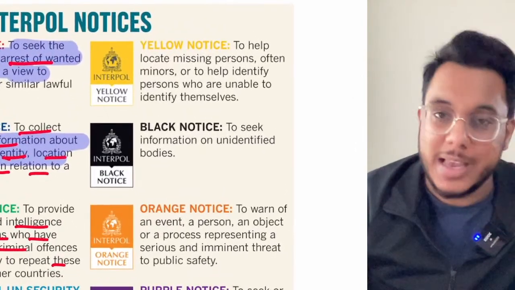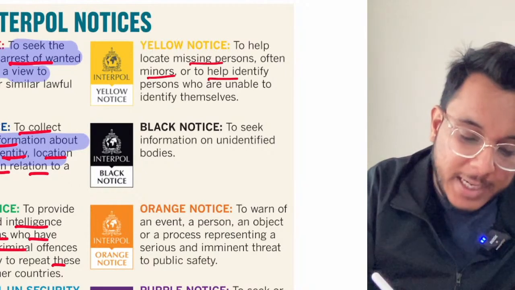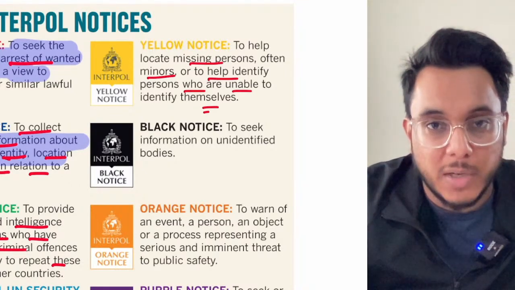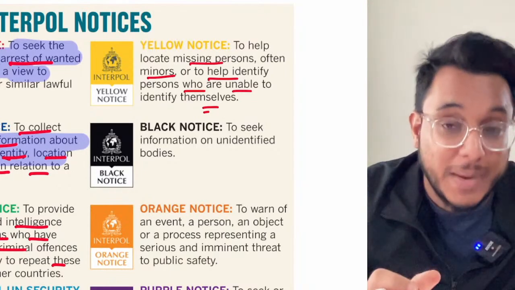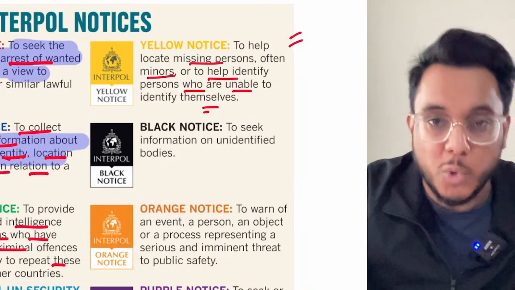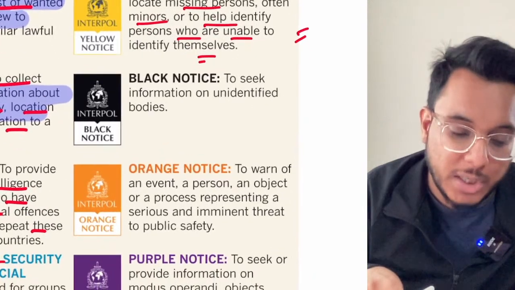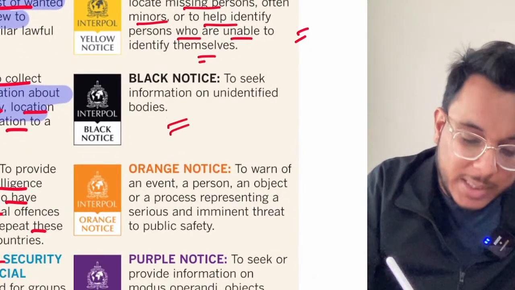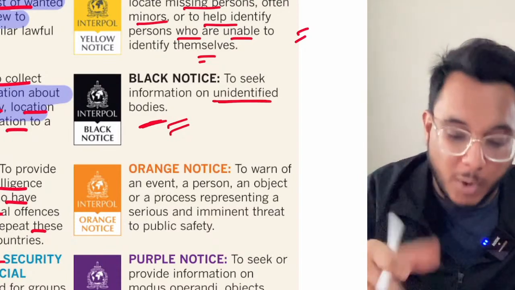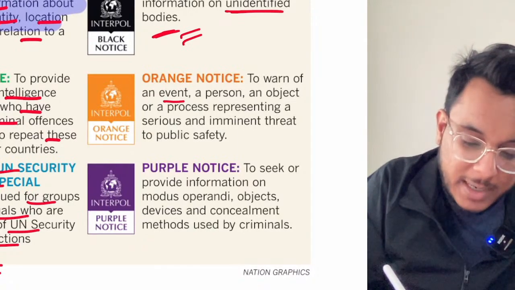Then there is the yellow notice. Yellow notice is to help locate missing persons, minors, and to help identify persons who are unable to identify themselves. Many times we find that people go missing in another country. So to identify them and to search for the missing people, the yellow notice is sent. Then the black notice is to seek information about unidentified bodies.